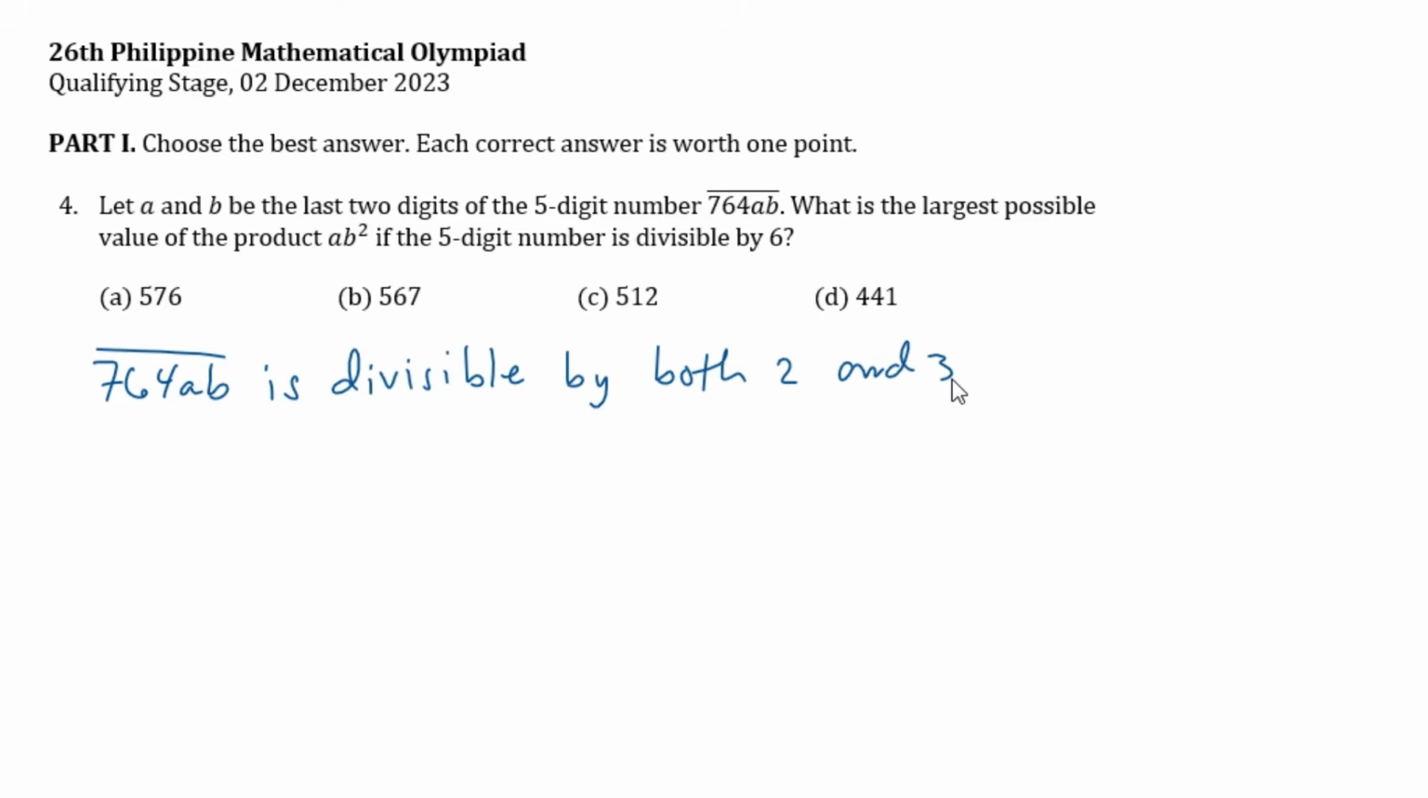Now, since the number is divisible by both 2 and 3, we know that the number is even. So the possible values of B are 0, 2, 4, 6, and 8. But then we want to maximize AB squared. So we will take 8 as the value of B.